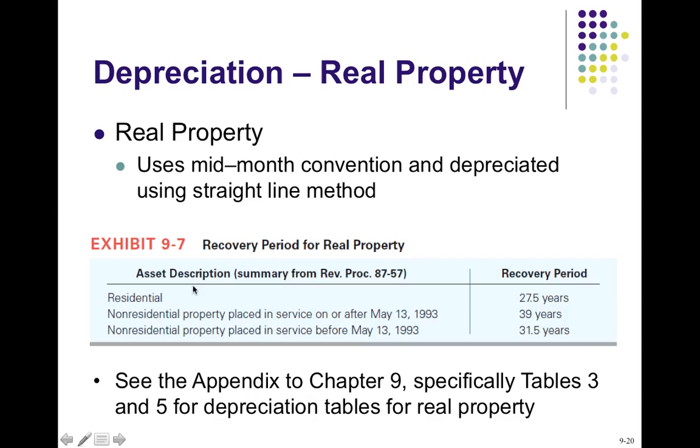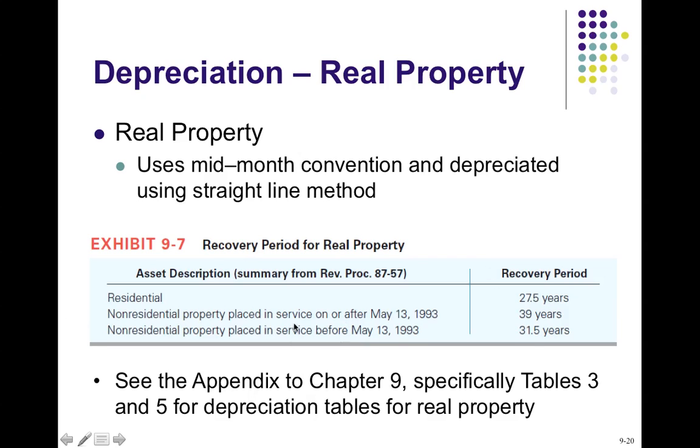One thing that you should be familiar with in terms of real property is the life of the property, okay, the recovery period is going to depend on whether it's residential, if someone's living in the property. If someone's living in the property, then the recovery period we're going to use is 27.5 years. If someone is not living in the property, if it's non-residential, then the recovery period is 31.5 years. Okay, or excuse me, 39 years.